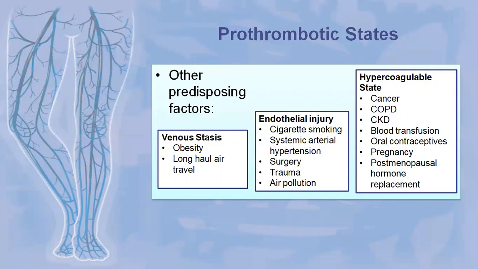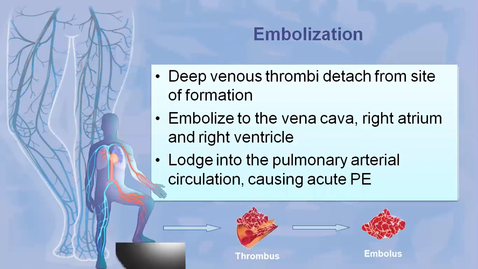And hypercoagulable state, the most common of which is cancer or malignancy. So others are COPD, history of chronic kidney disease, history of blood transfusion, patients who are on oral contraceptives. Pregnancy itself is a hypercoagulable state, and women on postmenopausal hormonal replacement.